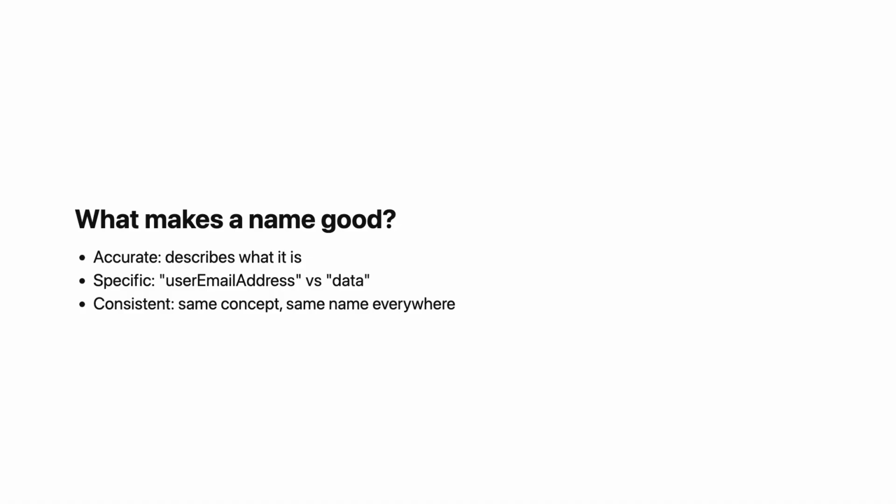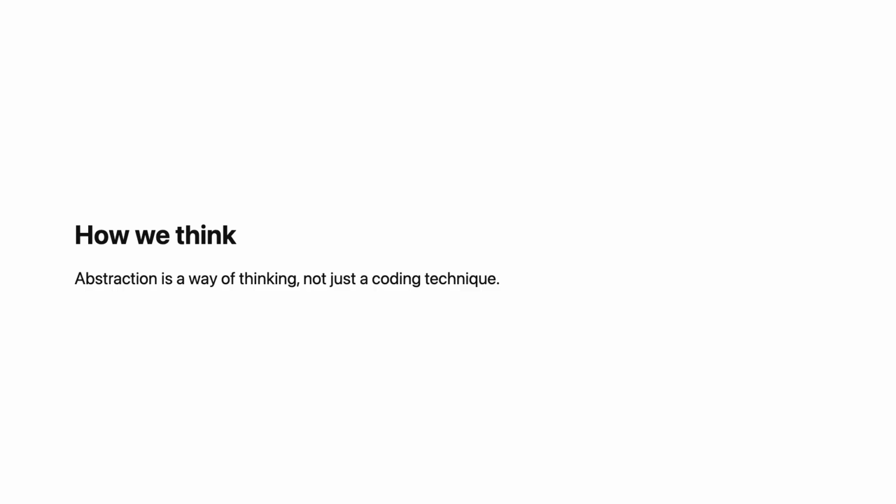A good name is consistent. If you call something user in one place, call it user everywhere. Do not switch between user, person, and account for the same concept. Choosing names is an important skill. It is not an afterthought. It is part of designing the program. The names you choose shape how you and others think about the code.